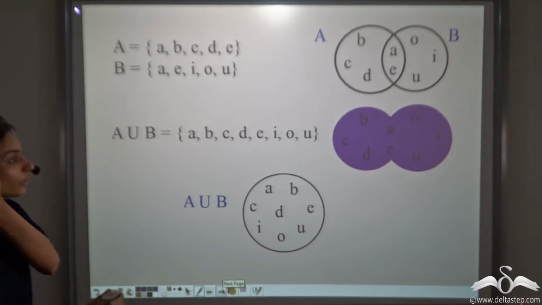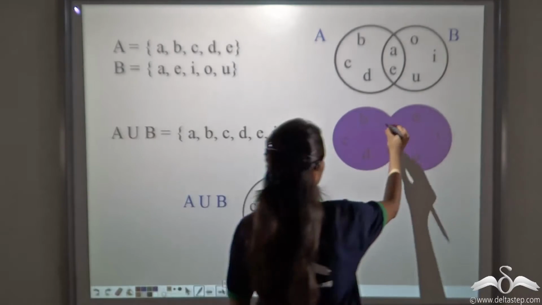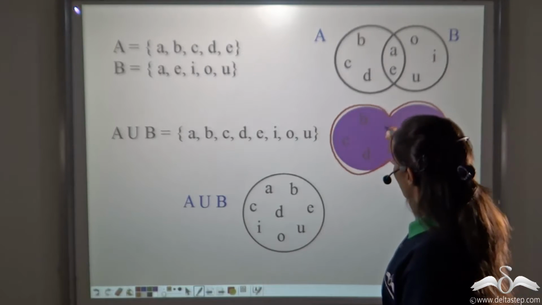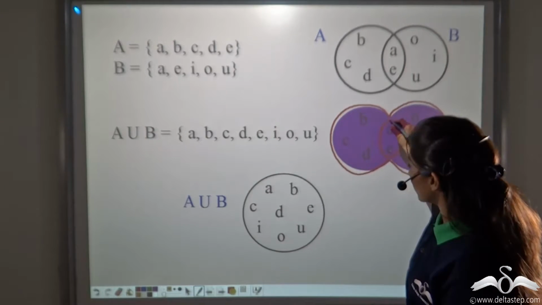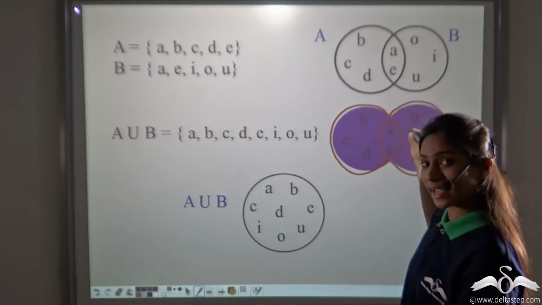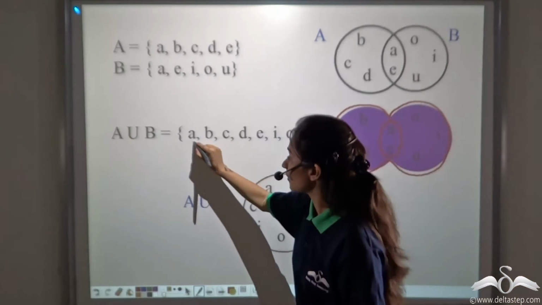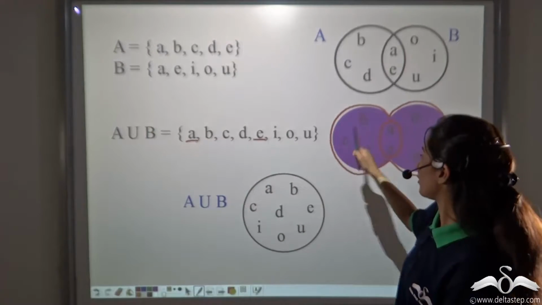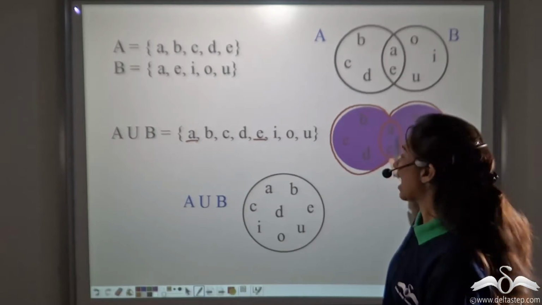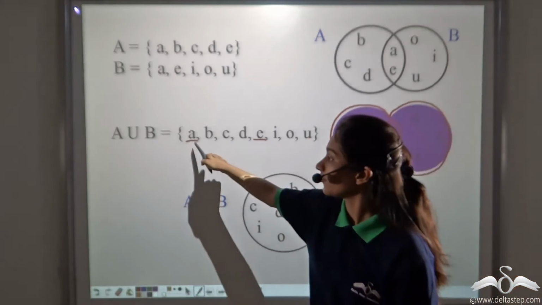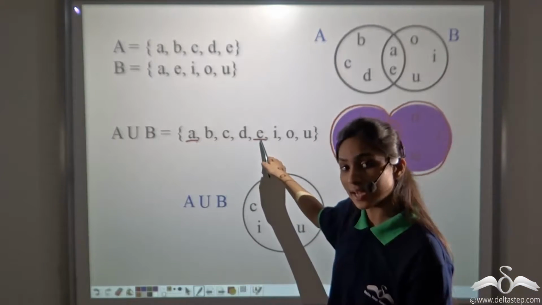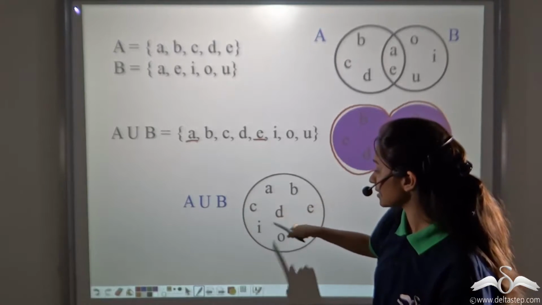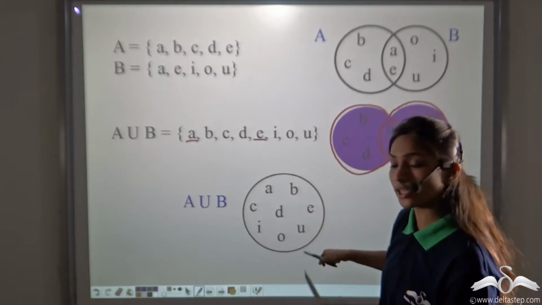So how does it look on a Venn diagram? See, we write all the elements of A and B. A and E are the elements which belong to both set A and set B. We have listed them here once. But we won't repeat them when we write the elements of set B, as we have already listed them when we wrote the elements of set A. So what is A union B? It is A, B, C, D, E, I, O and U.